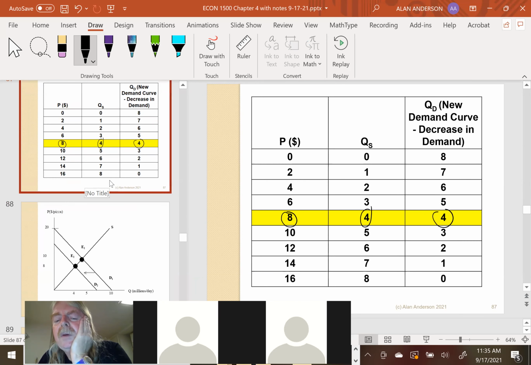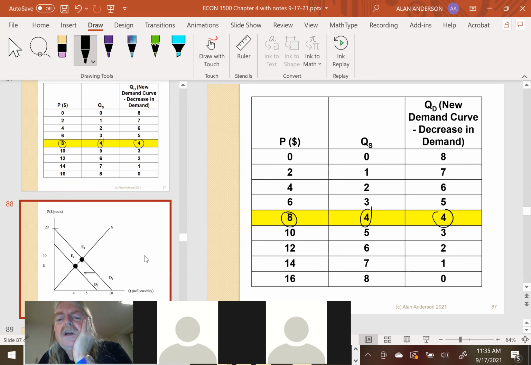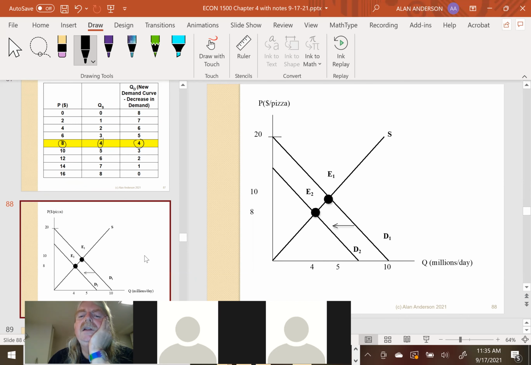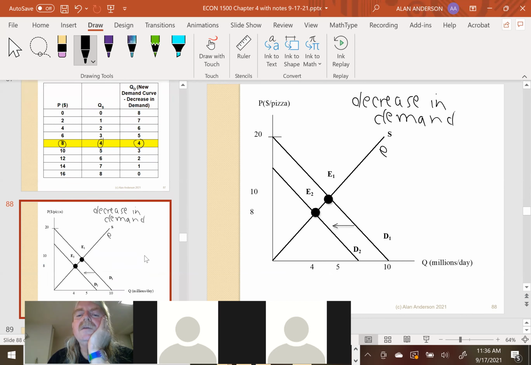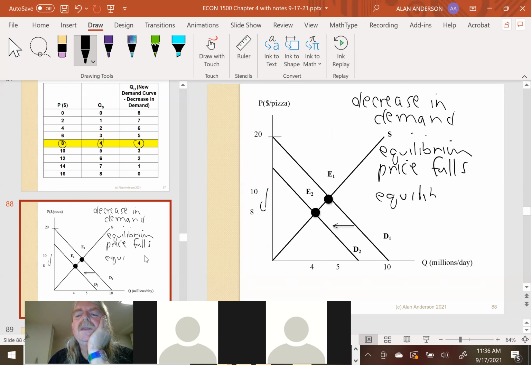If we kept the price at $10, we would have a surplus. So the curve shifts to the left and we have a decrease in demand. And that leads to 2 consequences. The equilibrium price goes down. But the equilibrium quantity also falls. They both are falling.